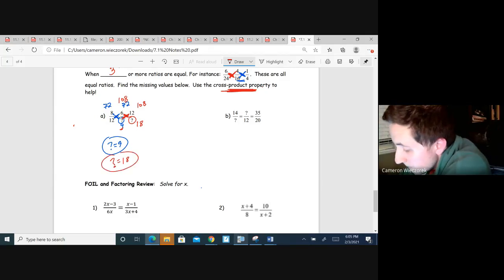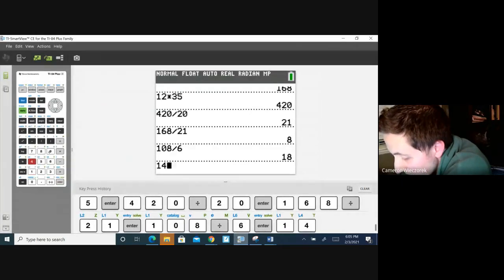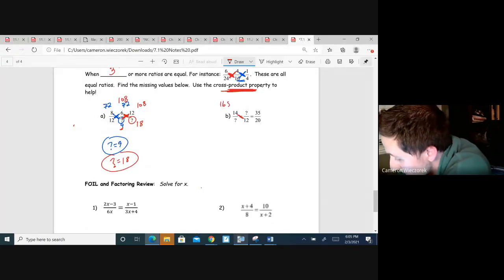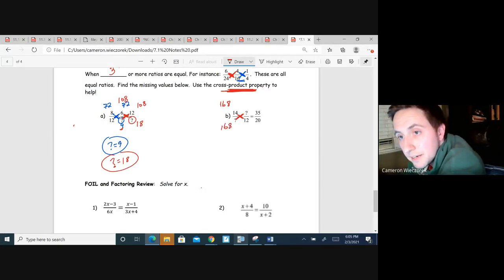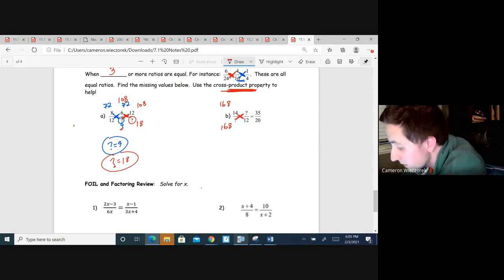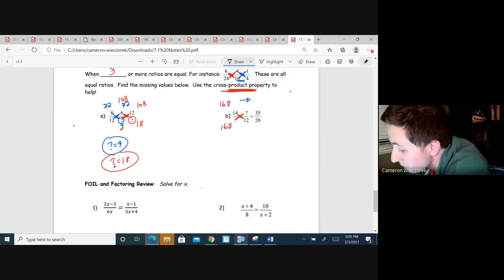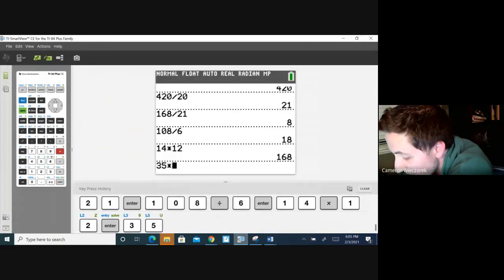In B, I'm going to start with 14 times 12. 14 times 12, that needs to be 168. So that means these 2 question marks need to also be 168, but I don't know what either question mark is. And I can't use one question mark to help me get the other one yet. They're both missing. So that means I need to work my way over to the right-hand side to get more info. I see 12 times 35, so I'm going to work with that.